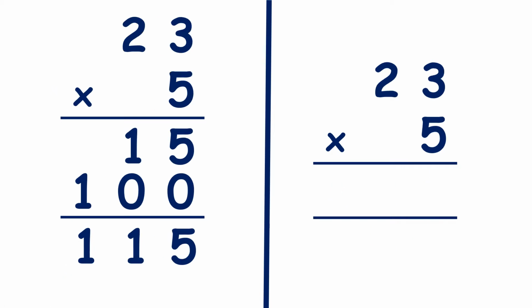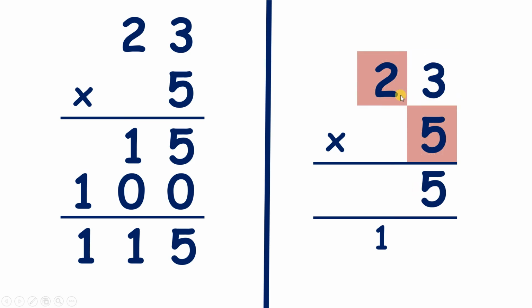Now we have 23 times 5, and we want to be able to work this out using a shorter method of column multiplication. So we start by multiplying our units digit by our single digit number, so we have 3 times 5. That gives us 15, but we're not going to write 15 in our answer box. What are we going to do? We write the 1 below our tens column and the 5 in our units column.